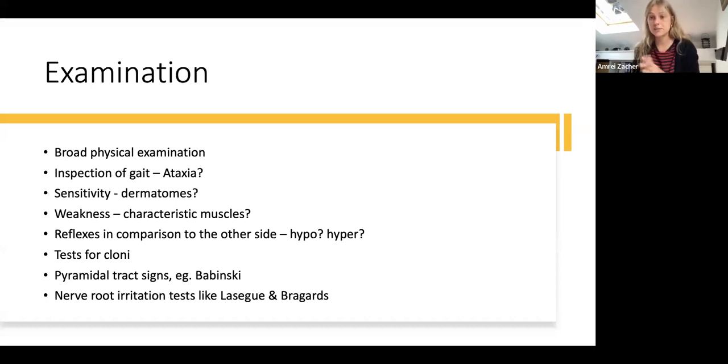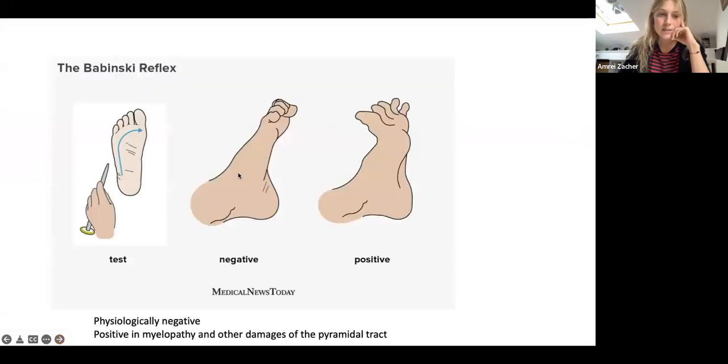You can also do tests for clonus, which would be a sign for spasms. You should check for pyramidal tract signs, for example, Babinski, and nerve root irritation tests like Lasègue and Bragard. And I just want to cover Babinski and Lasègue and Bragard a little more deeply. So the Babinski reflex is basically a strong rub on the lateral side of the foot to the toes. And yeah, you can do that, for example, with the back of your reflex hammer.